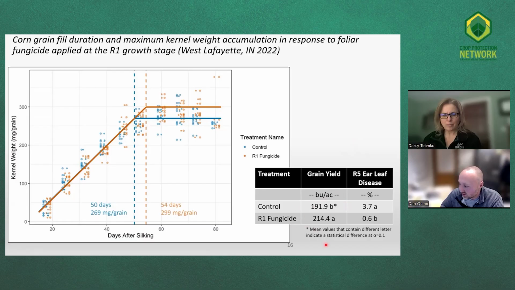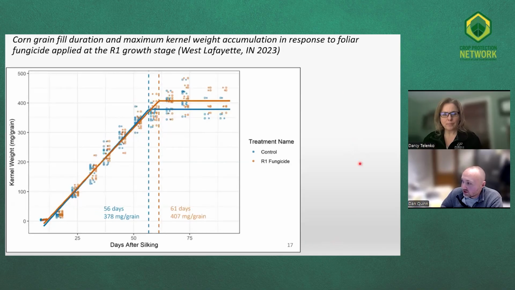But we did see a yield improvement. But overall, relatively lower disease severity, lower yields as well in 2022, lower productivity for us at this location. But it just shows the evidence that when we can maintain some of this plant health, we're seeing that grain fill duration get extended a little bit longer. And then we'll jump to 2023.